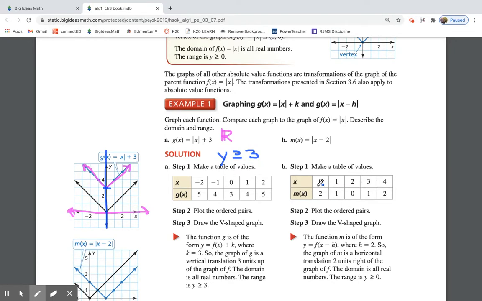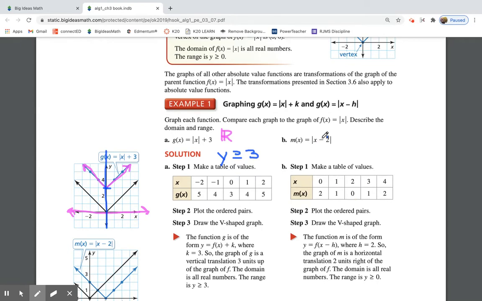Now, if you notice on this one, they didn't plug in any negatives. They just started, but it's because they knew where the vertex was. Just start with these. You just might have to extend your table one direction or the other until you figure out where that vertex is. Okay, so they plugged in these numbers.